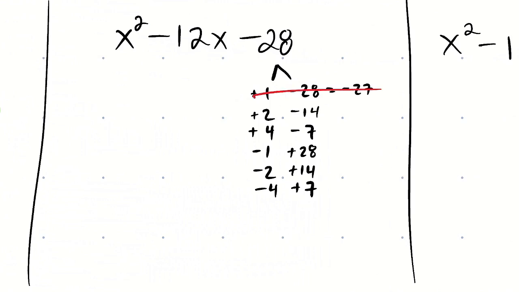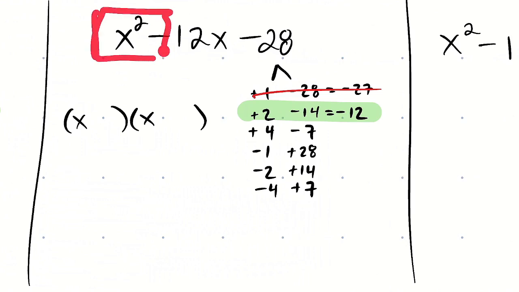And then we look at the next one. Large negative numbers, small positive numbers. That's going to give you negative 12. So that's it. That's what I needed. So we're going to go directly to our parentheses. The first two terms in front of each parentheses are going to be the ones that multiply to give you that first term of your original expression.